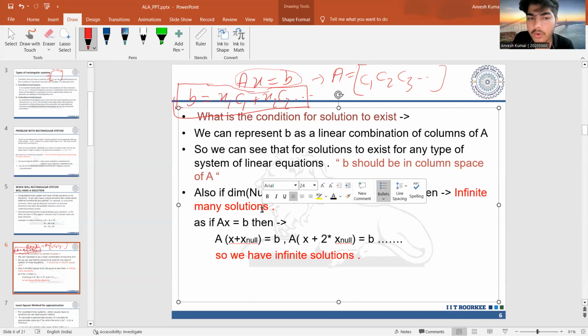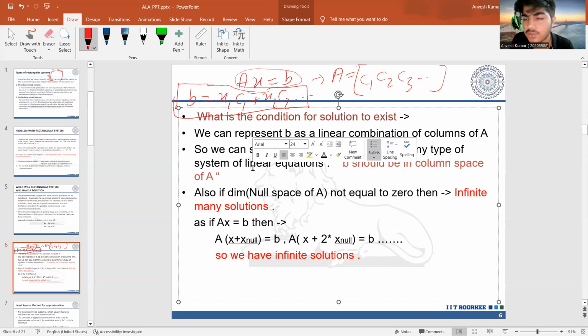Also, for infinite solutions, if the dimension of the null space of A is not equal to 0, which means a certain element in the null space exists other than 0, 0, 0, then there will be infinitely many solutions. We can see this directly: if Ax equals b, then A(x plus x null) will also be equal to b, as Ax will be b and A x null will be 0. A(x plus 2 x null) will also be b, and so on. So we will have infinite solutions for them.